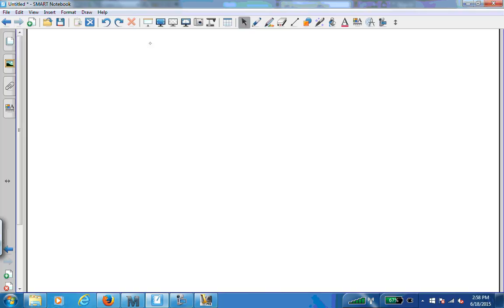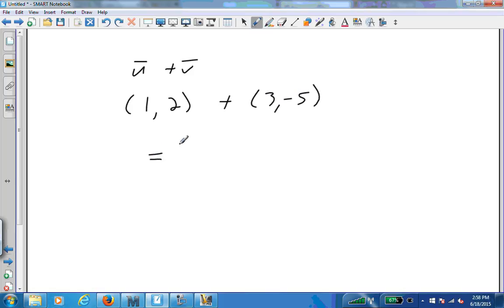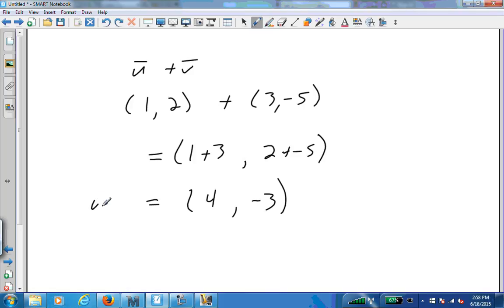If we want to take a vector and add it to another vector, we just add corresponding components. If I've got vector 1, 2, and I want to add that to vector 3, -5, then we just add the first components together, add the second components together, next our vector u plus v.